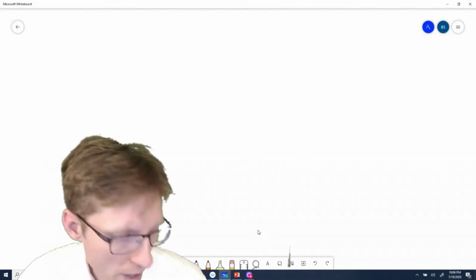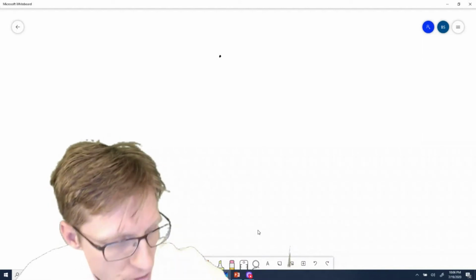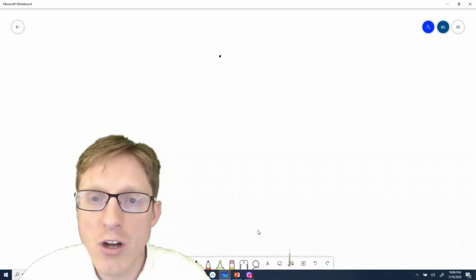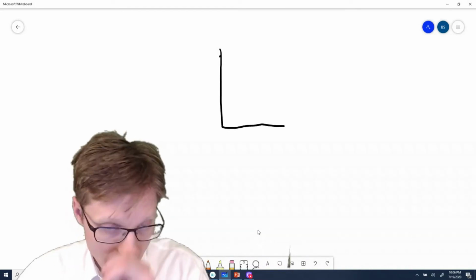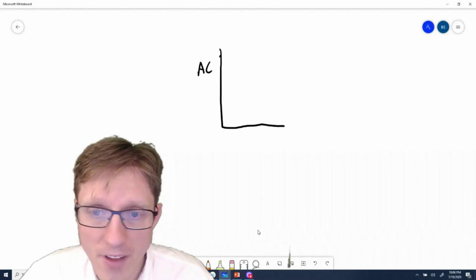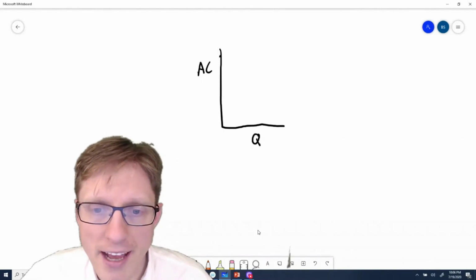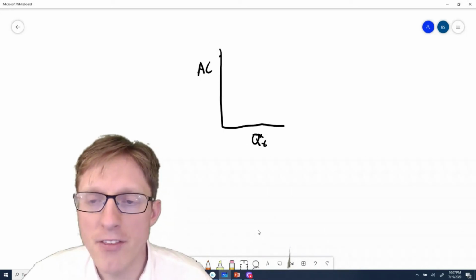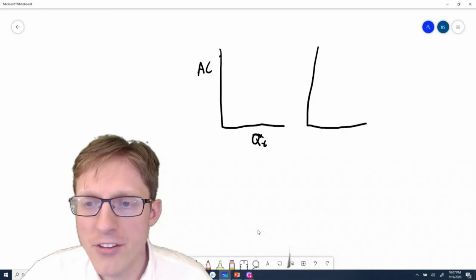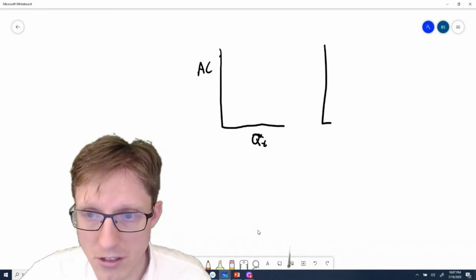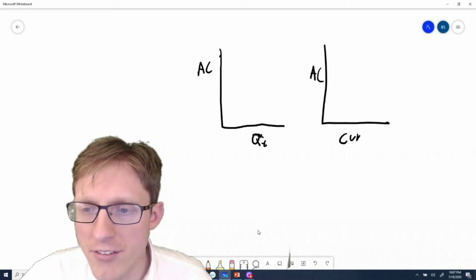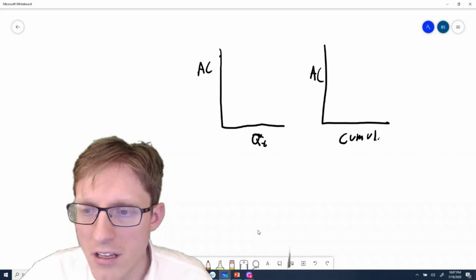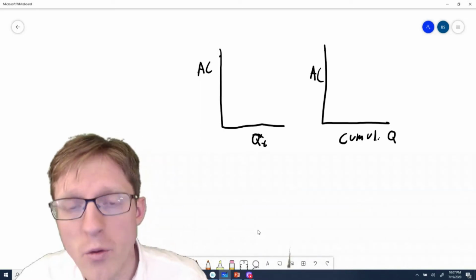I'm going to draw two graphs side by side. In each of these graphs, we're going to have the average cost on the vertical axis. On this first graph, I'm going to have output in one period, so the output in period T, on the horizontal axis. And on this other graph, we again have average cost on the vertical axis, but we have cumulative output on the horizontal axis.